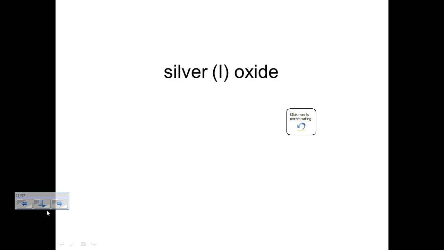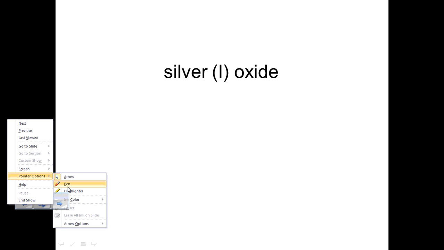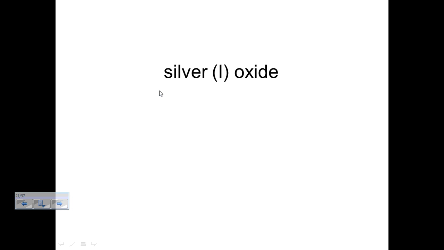All right, let's try this one. Silver oxide. We got silver 1 oxide, so I have Ag. That's silver. Roman numeral 1. That means that's a +1, right? Okay, I have oxygen. If you look on the periodic table, oxygen is in the 16th group. All of them are -2. Okay, I'm going to rewrite the symbols. Ag, O.